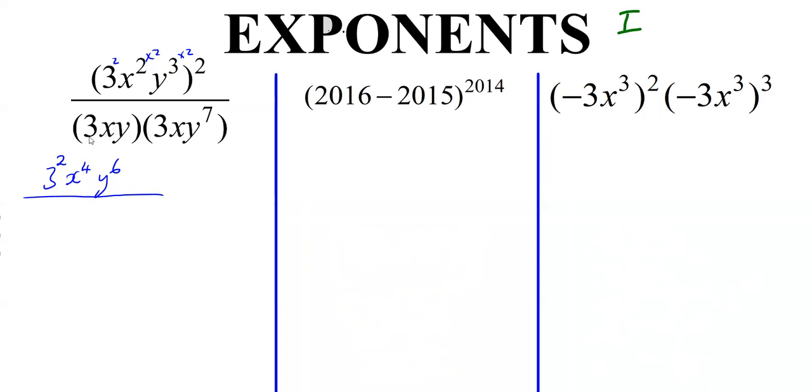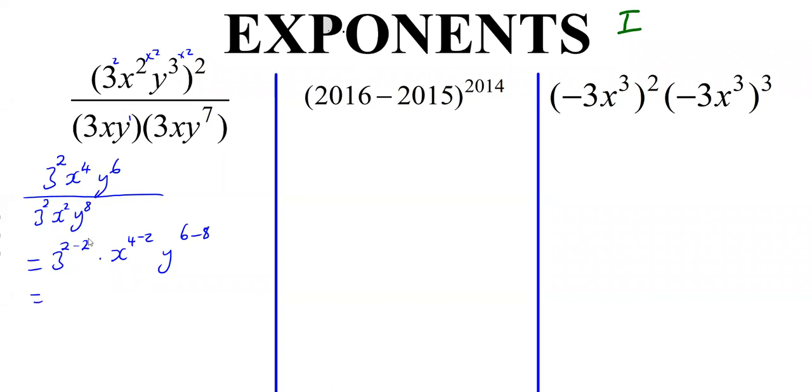Now let's see what we have down here. 3 times 3 is going to be 3 to the power of 2. Can you see that? Then what about the x? x is going to be x to the power of 2 as well. What about the y? You've got y to the power of 1 here and y to the power of 7. Remember, the 7 is not affecting everything in the bracket, it's only affecting y. So 1 plus 7 is going to be y to the power of what? 8. Then we continue. 3, 2 minus 2, then x, 4 minus 2, then y, 6 minus 8.